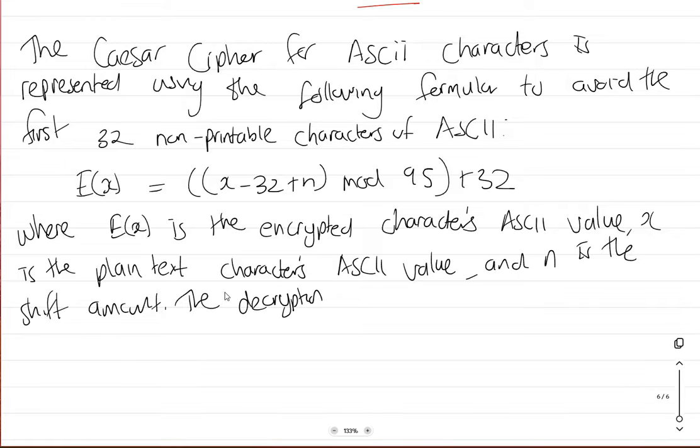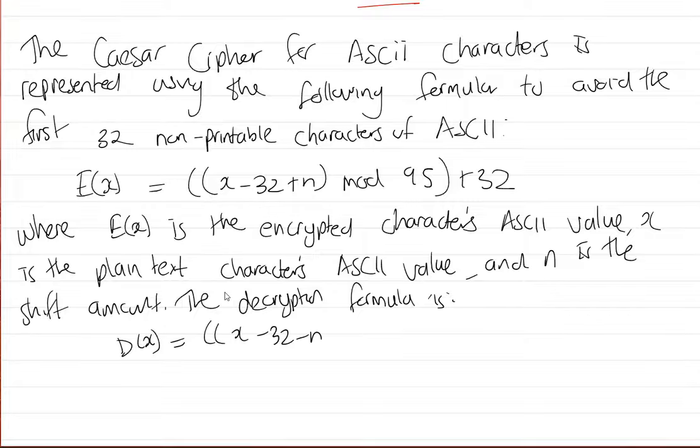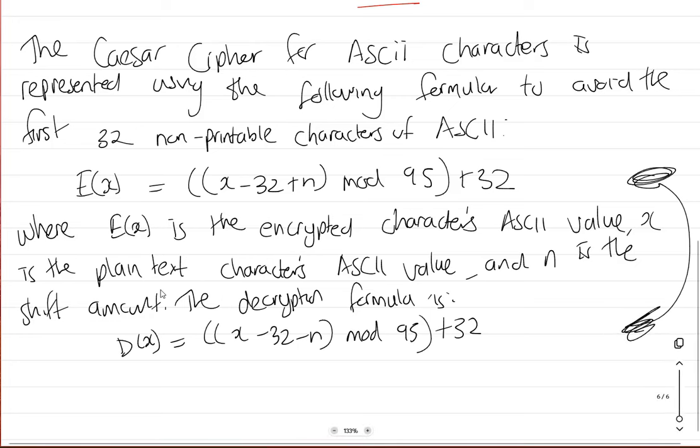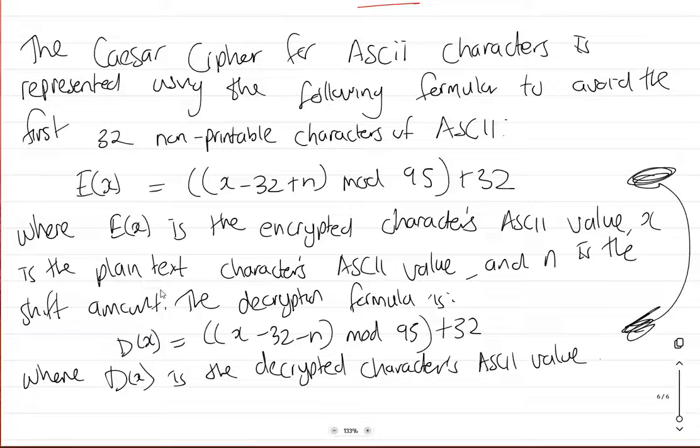The decryption formula is D of x equals x minus 32 and modulo 95 plus 32. So what is different here from the previous one? What is the difference between this formula and this formula? Okay, where D of x is the decrypted character ASCII value. All right, so that's the idea.